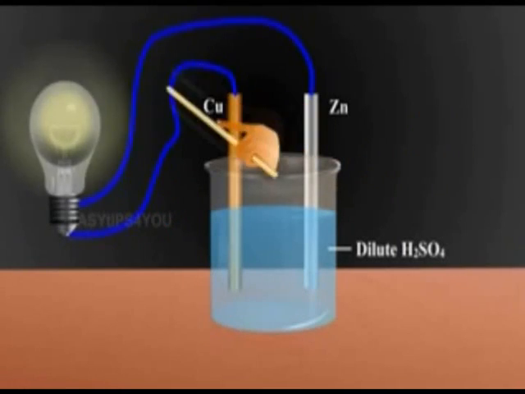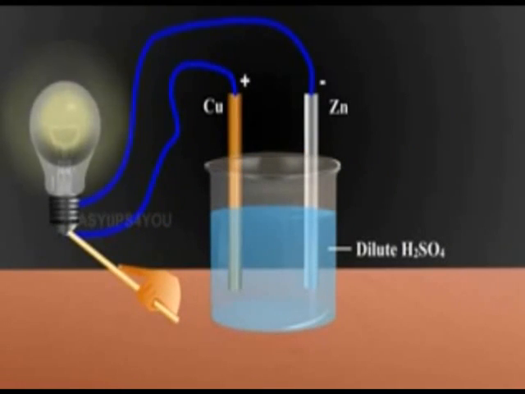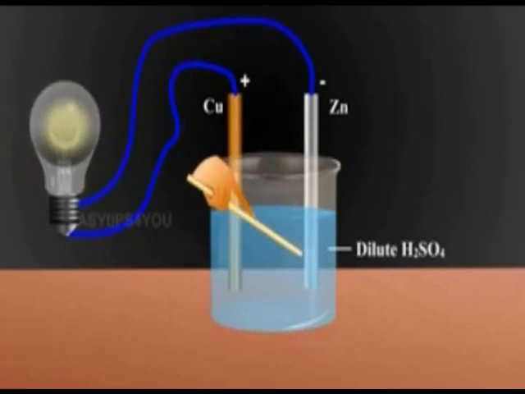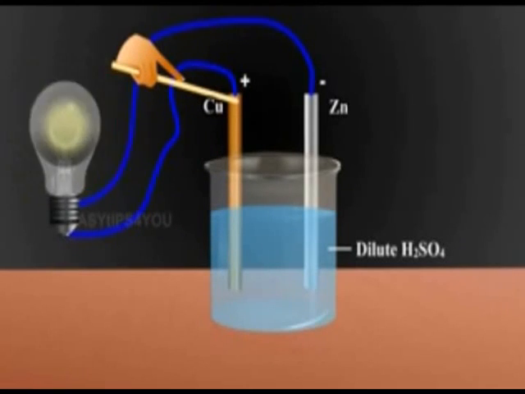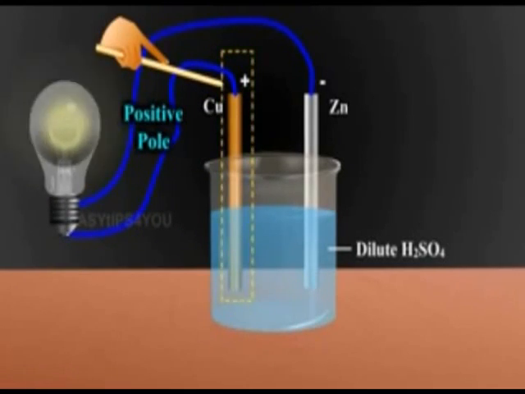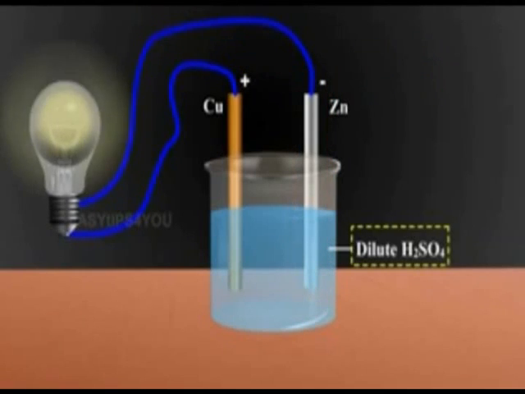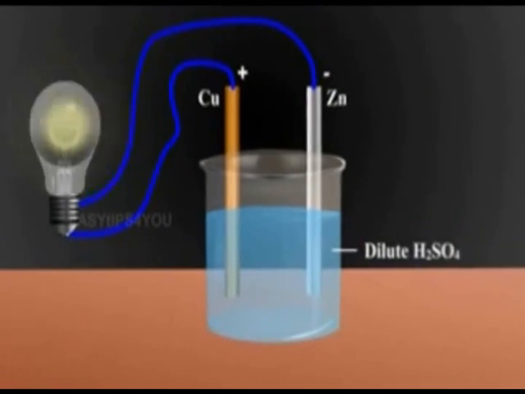On connecting the 2 electrodes externally with a piece of wire, current flows from the copper to zinc outside the cell and from zinc to copper inside it. The copper electrode is the positive pole and the zinc is the negative pole of the cell. The electrolyte is dilute sulfuric acid. So how does it work?